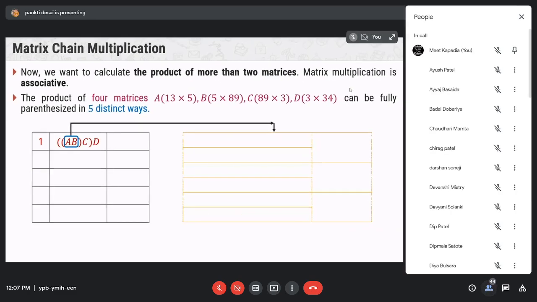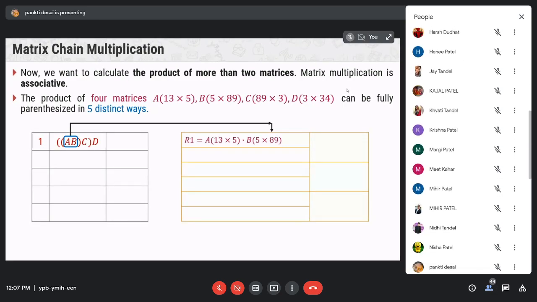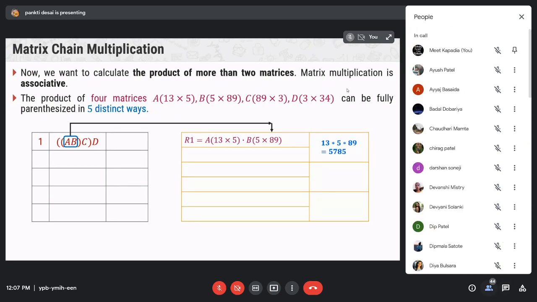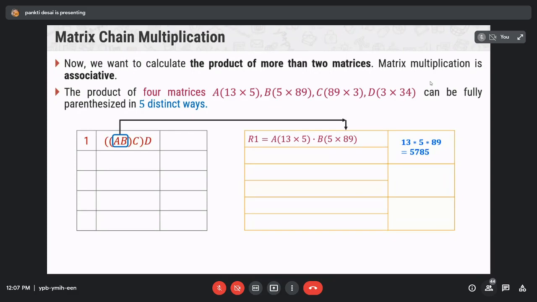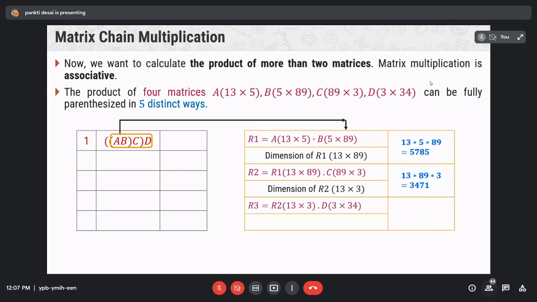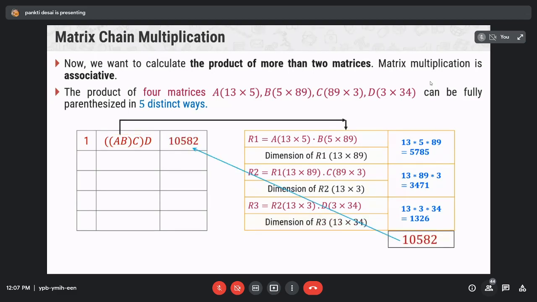The first way is to multiply A and B, and this result will be R1. Performing 5, 7, 8, 5, the dimension of R1 is 13 by 89. Then multiply R1 with C, so 13 into 89 multiplied with 89 into 3, so that is 13 into 3, which is the dimension of R2. Finally, the whole R2 will be multiplied with D. So in total, how many scalar multiplications do you require? 10,582.